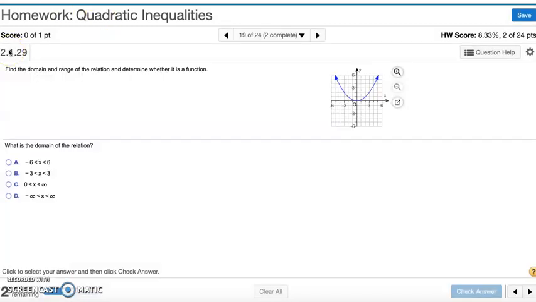Going to number 19. Find the domain and range of the relation and determine whether it is a function. The domain is all the possible x values. Looking from left to right, we see that this goes on forever, so all possible x values could work. So that means our domain is going to be all real numbers. That one looks like D, negative infinity to positive infinity.